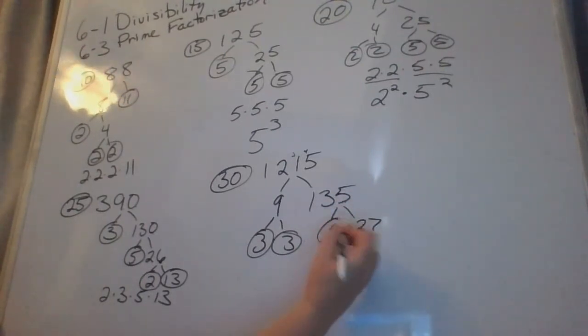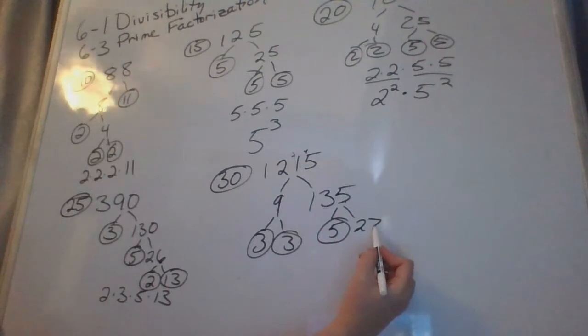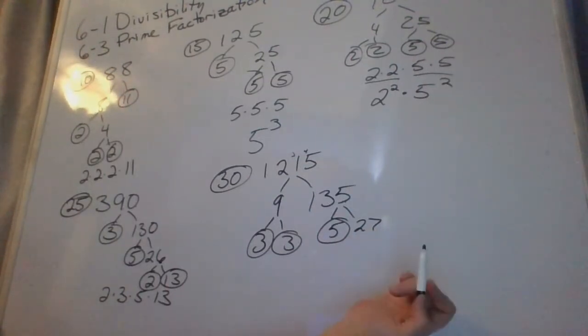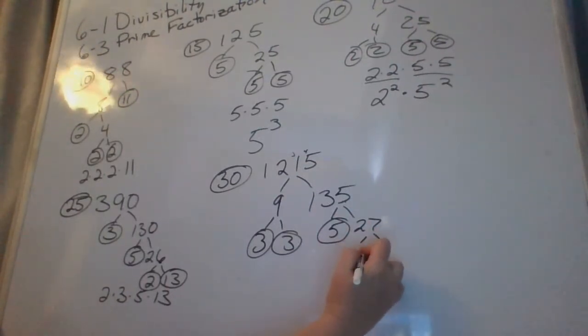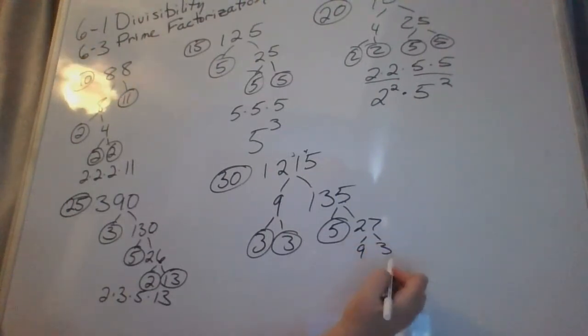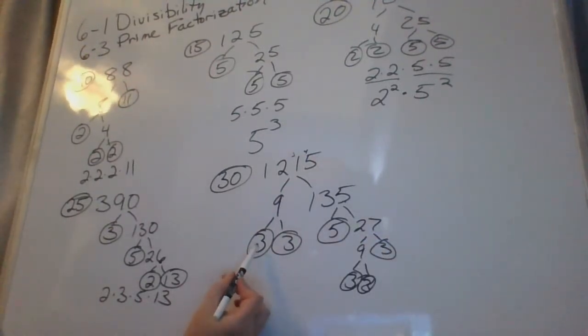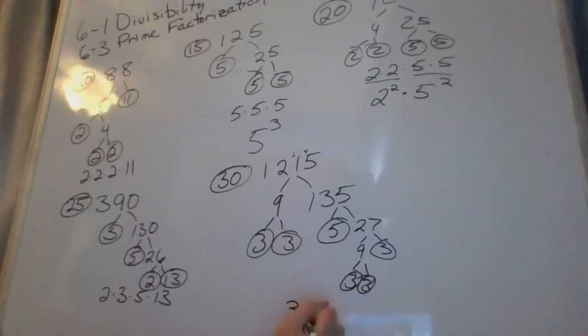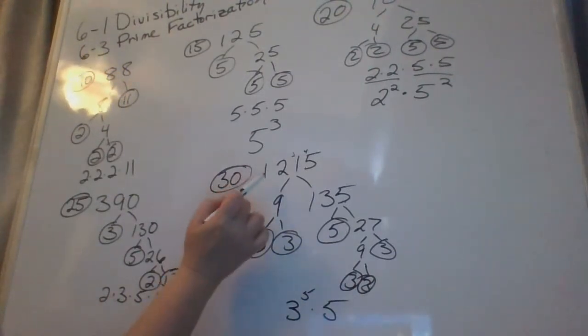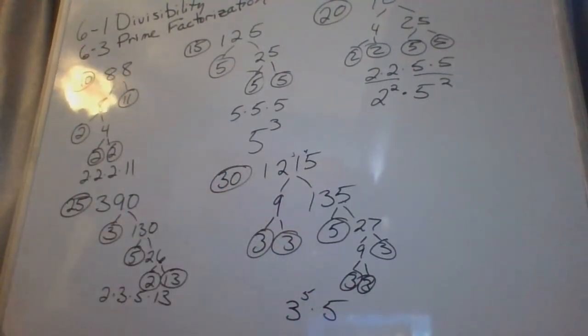We get 27. 27, if I add those up, it's 9, which means we can divide it by 9. I hope you knew that. And we have a bunch of 3's. So in fact, we have 1, 2, 3, 4, 5 3's. So we would say 3 to the power of 5 times 5. That would be your prime factorization for 1,215.